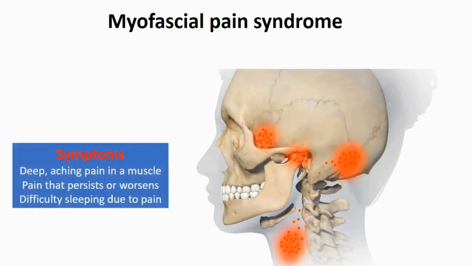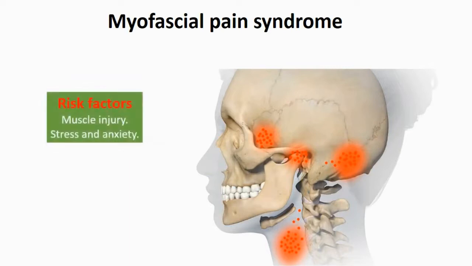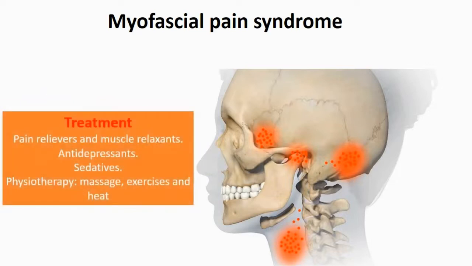Symptoms: deep, aching pain in a muscle. Pain that persists or worsens. Difficulty sleeping due to pain. Risk factors: muscle injury, stress and anxiety. Treatment: pain relievers and muscle relaxants, antidepressants, sedatives, physiotherapy, massage, exercises and heat.